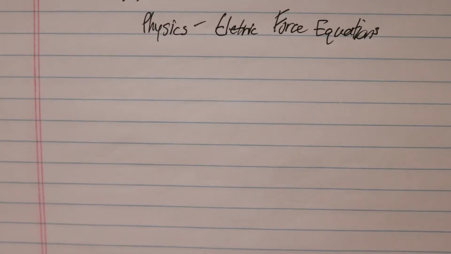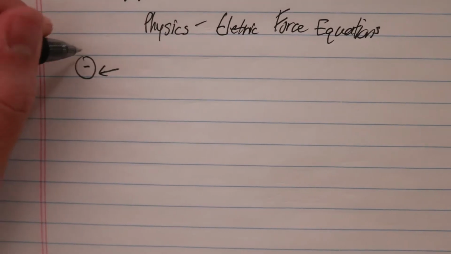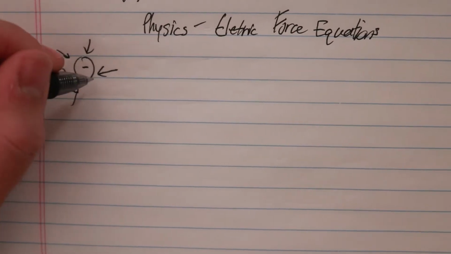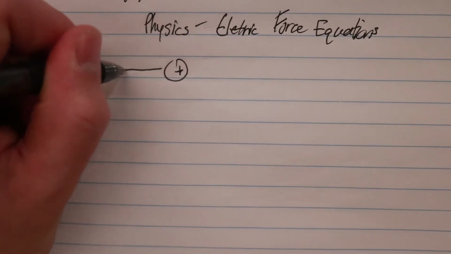Right, so today I want to talk about physics and electric force equations. I talked about electric fields earlier. If I have a negative charge, then the field lines go into it, because our test charge is always positive. And if I have a positive charge, the field lines go away from it.